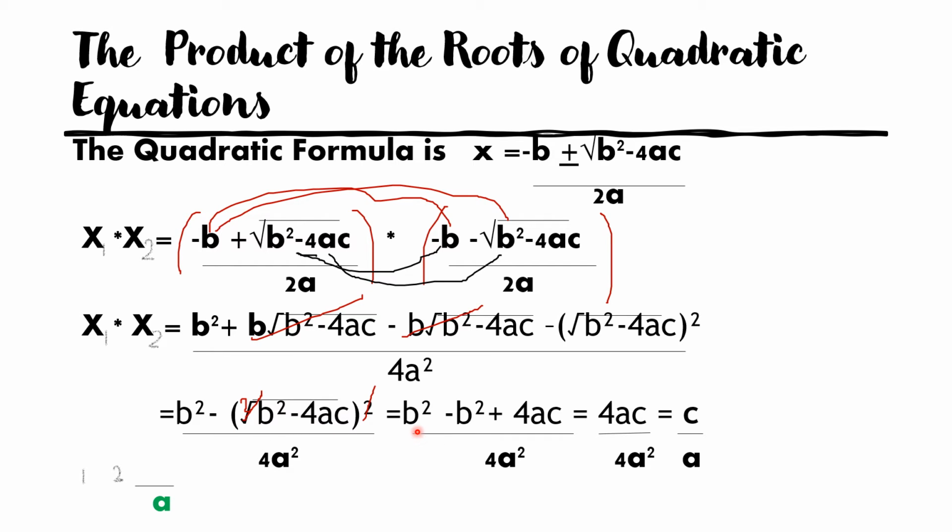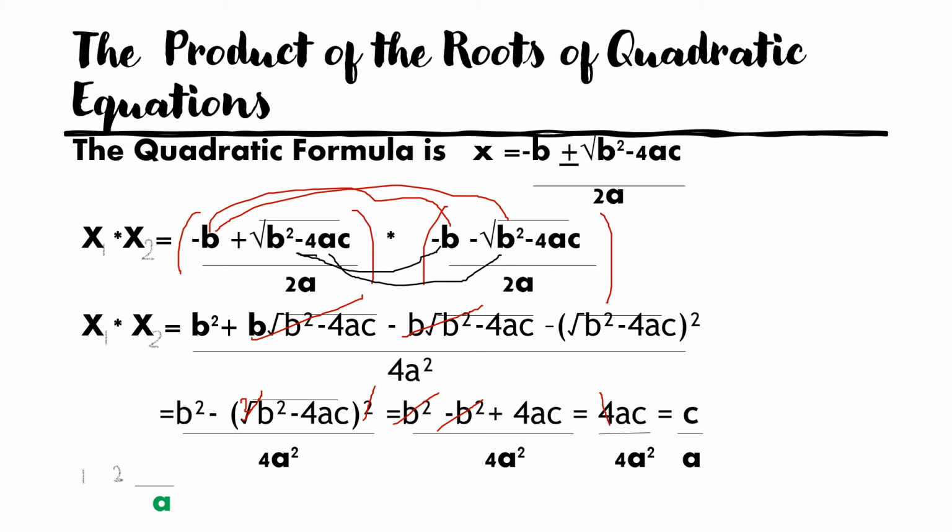Kaya ito siya naging b squared minus b squared plus 4ac. Bakit siya naging plus? Kasi nga may minus tayo dito. Okay, so magiging plus siya dito sa 4ac. Then, divided by 4a squared. Now, pwede pa uli natin masimplify. Itong b squared minus b squared, that is 0. So, what we have now is equal to 4ac all over 4a squared.